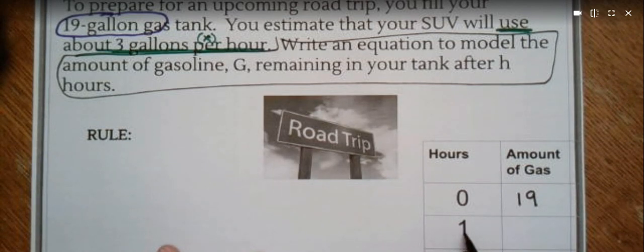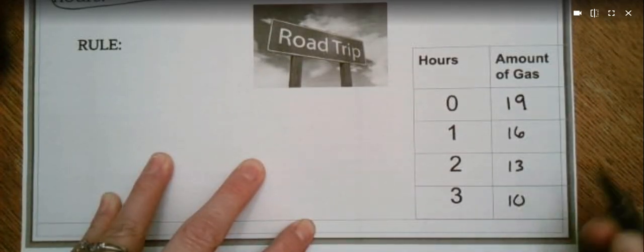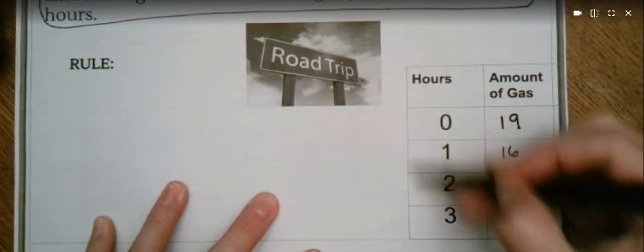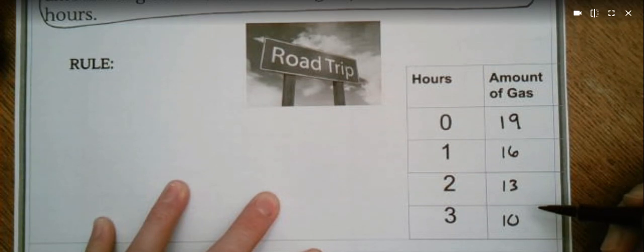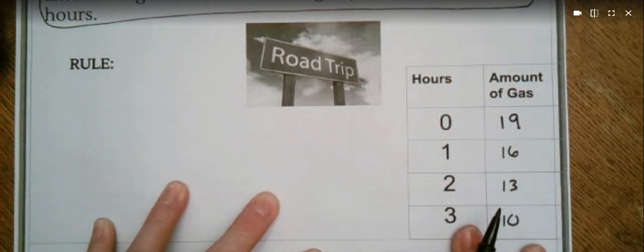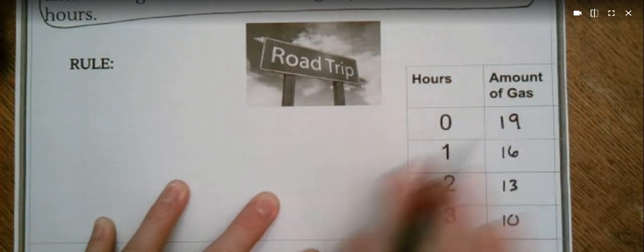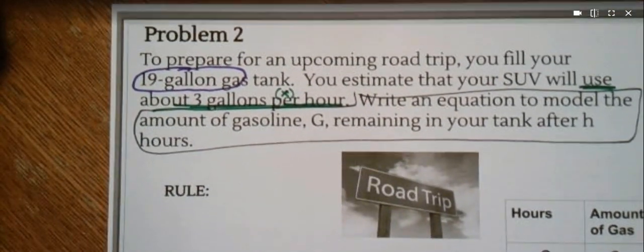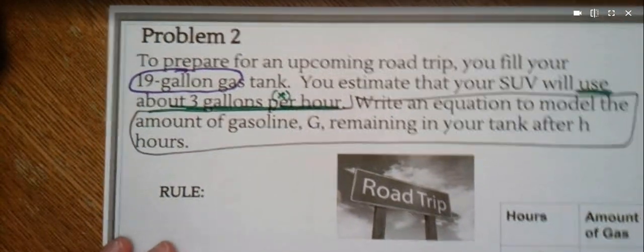But if I drove for 1 hour, I'm going to have to subtract 3 gallons. If I drove for 2 hours, subtract another 3 gallons, and then another 3 gallons. So I could use this table to write a function rule like we did in lesson 4 too, if a table's helpful for you. If you're stuck, you can always resort to a table. Otherwise, let's go ahead and write our function rule.